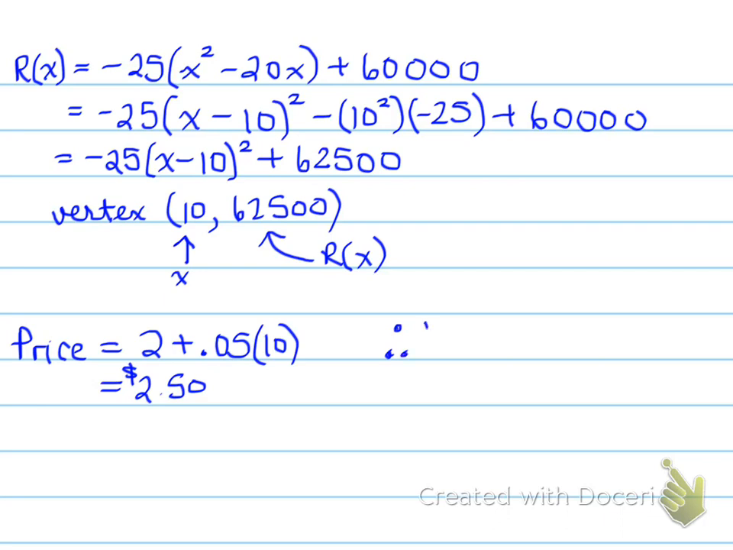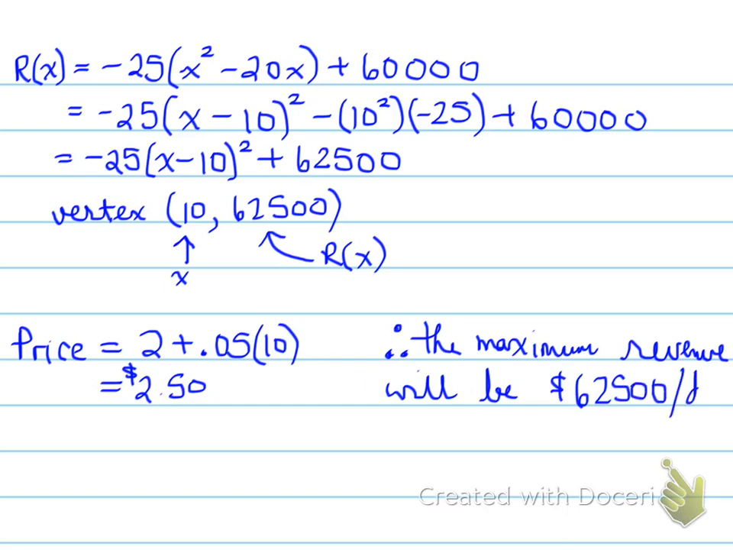Next, we have a certain revenue. So the maximum revenue will be $62,500 per day when the fare is $2.50. So if they increase 10 5-cent intervals, we will have a maximum profit per day, or revenue per day, of $62,500.